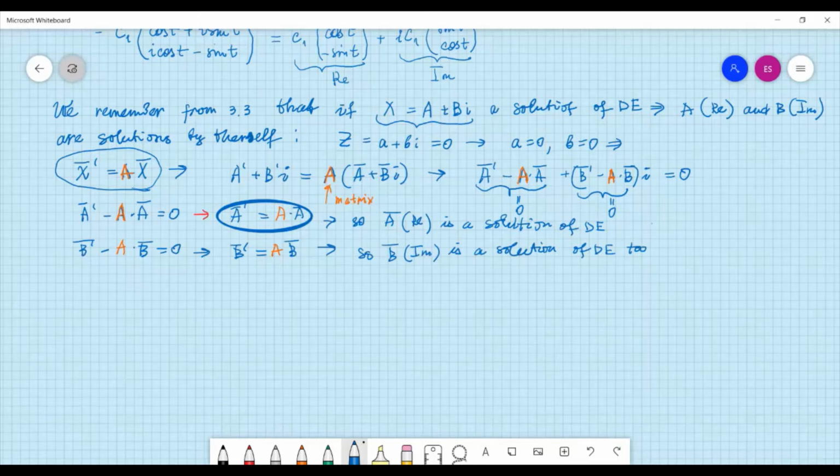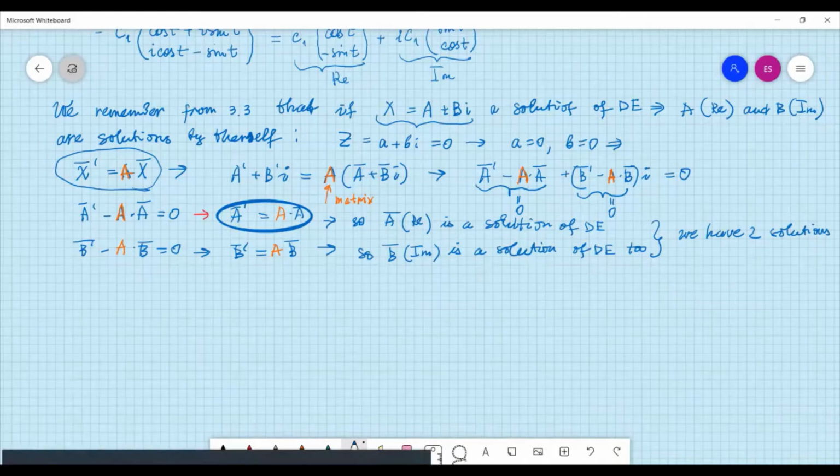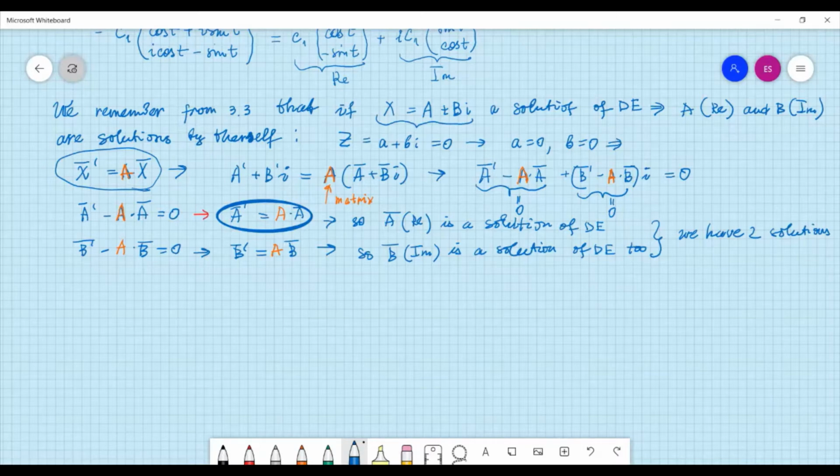Now, we have 2 solutions. To be good, we just need 2, right? But we need 2 linearly independent solutions. And they both are real solutions, right? Because if you drop I from here, you are just going to have a real solution, right? So we can use these 2 real solutions as our necessary real solutions.